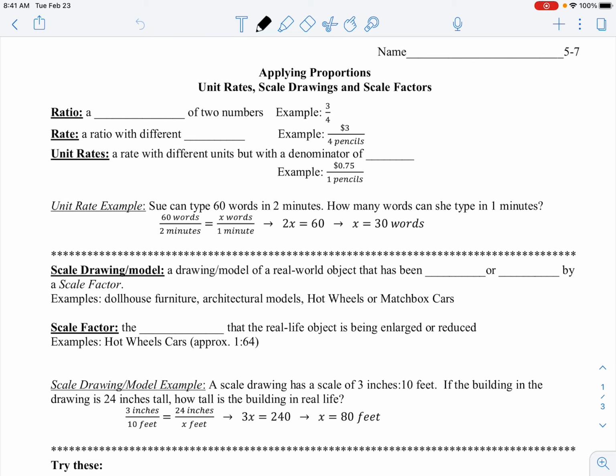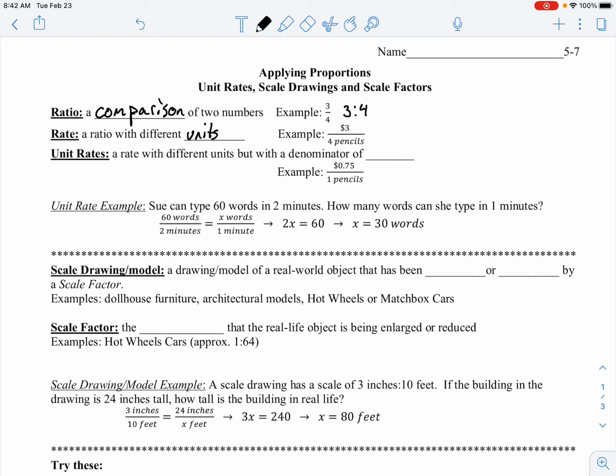So remember, a ratio is just a comparison between two numbers. So for example, we have a fraction here, 3/4. This could also be written as 3 to 4. That is also another way to write that ratio. All right. So a rate is just a ratio with different units. So in this case, we have $3 to buy 4 pencils. So that is a rate there.